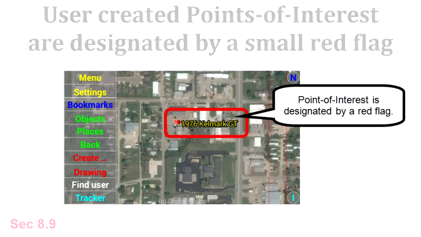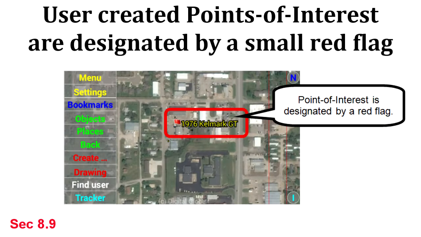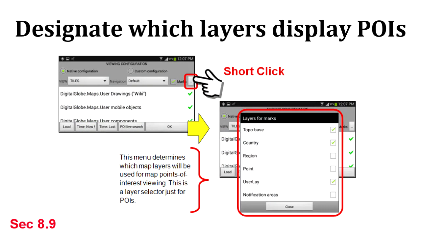Activate points of interest. When a user creates a points of interest, they're designated by a small red flag. So this is available. You can designate which layers will show points of interest. This is something you'll need to configure.